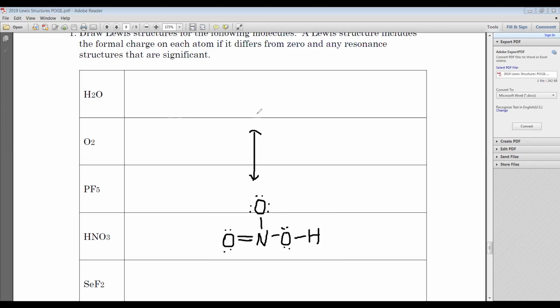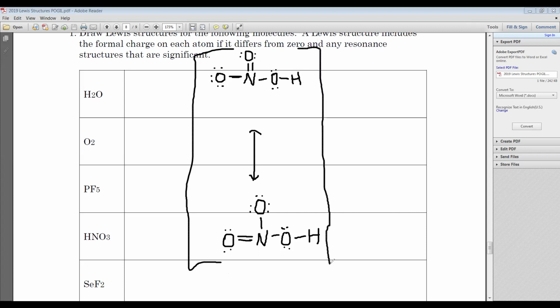But this isn't actually the complete picture. The complete picture involves, I've got to have a nitrogen to oxygen double bond up here as well. And these two structures together represent the complete picture of what it means to be nitric acid. And so the truth of the matter is that this structure on top and this structure on the bottom are not technically correct, either of them by themselves.